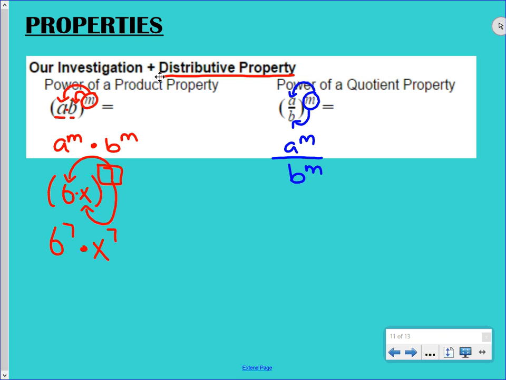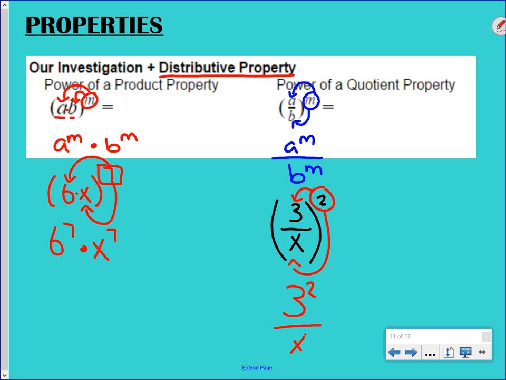For a numerical example of this, we could have 3 over x, that quotient raised to the second power. Distribute the 2 to the 3 and the x. So we would have 3 to the second power over x to the second power, which we could also simplify to 9 over x to the second power. So this one is just taking the power and distributing it to the two different bases.